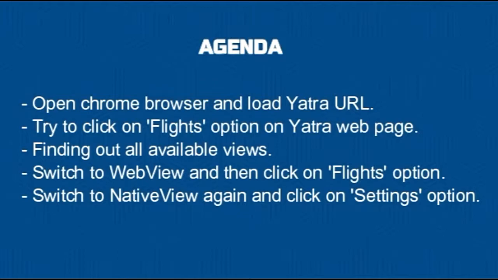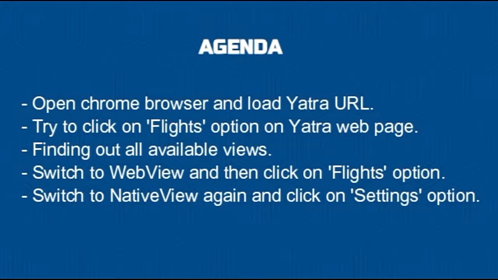In this tutorial we are going to see how to deal with multiple views in an Android application. As we know, there are three types of apps possible in mobile automation: one is native, one is web, and another is hybrid. We are going to see this example through a web app, where a few of the native components we are trying to achieve through automation.